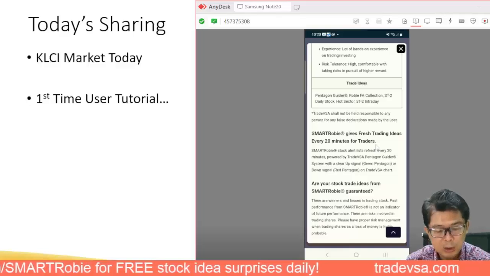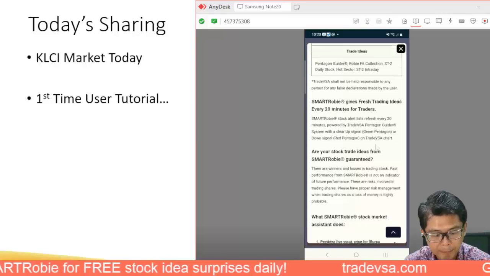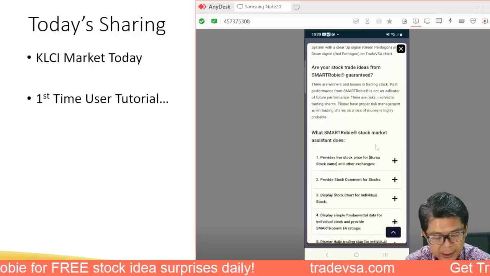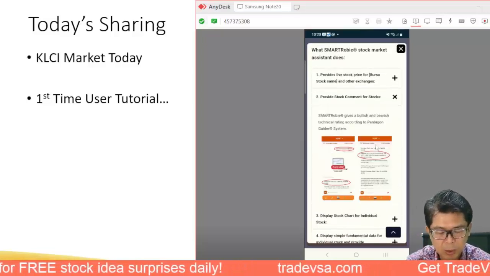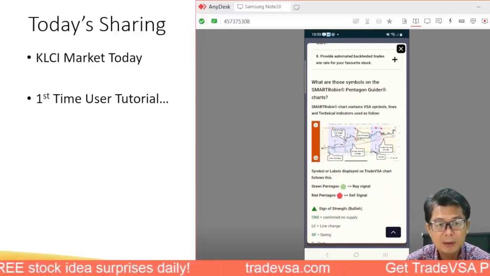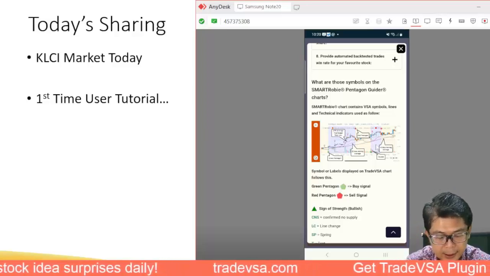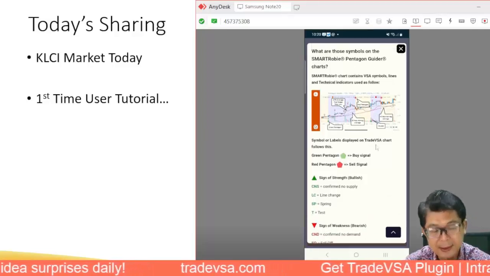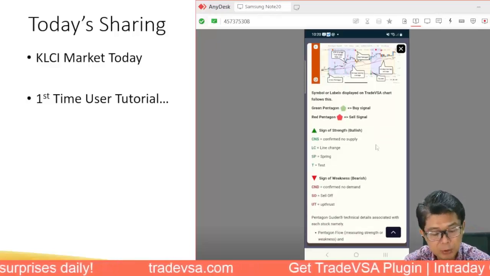SmartRobie also gives fresh trade ideas every 20 minutes. Again, there's no guarantee in a lot of our trade ideas in here. Some of these you can just open up, stop and comment, and take a look at it yourself. Of course, our very famous green pentagon, which you see on top here, is the buy signal. For the green pentagon, we can call it a buy signal, and red is a sell signal, which is what we can do right now.